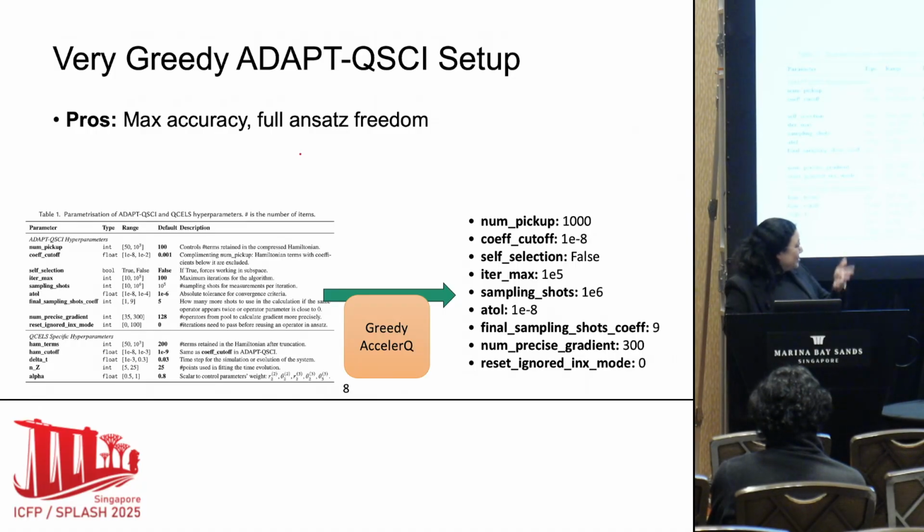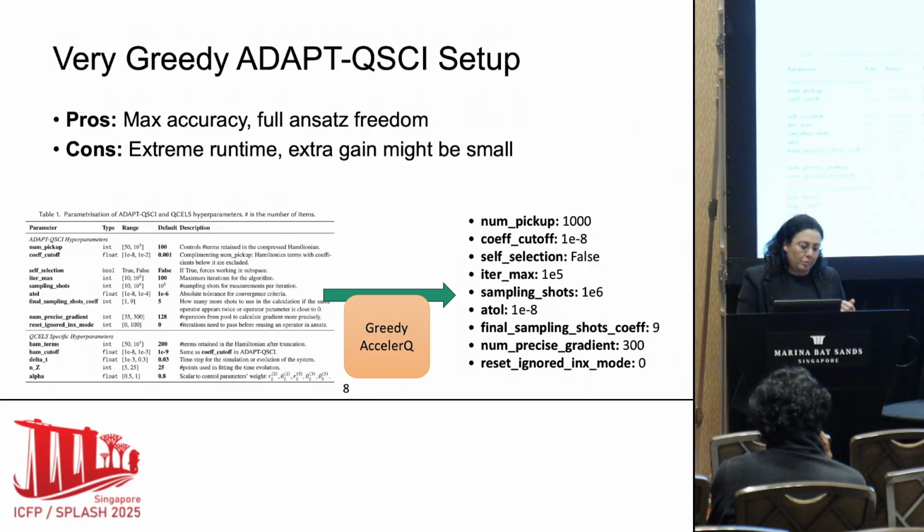Yeah. So being too greedy, in that case, will give you very, very high accuracy, and you have a lot of freedom in the settings and the assumptions on the quantum problem that you allow your algorithm or your code to know. Of course, the con is that it's going to run for a very, very long time, and the gain might plateau at some point.